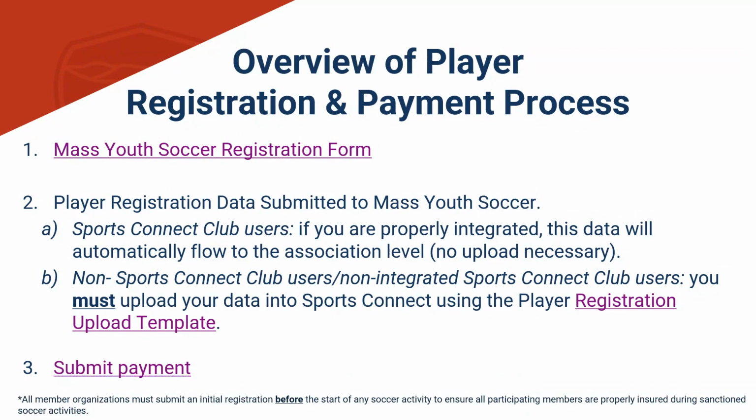Step 1 is submitting a registration form with the quantity of players and adults participating with your organization. Step 2 is uploading your player data. This may be done via direct link if your club's properly integrated or via manual upload. We'll take a deeper dive into the manual upload process towards the end of this video. Step 3 is submitting your payment.